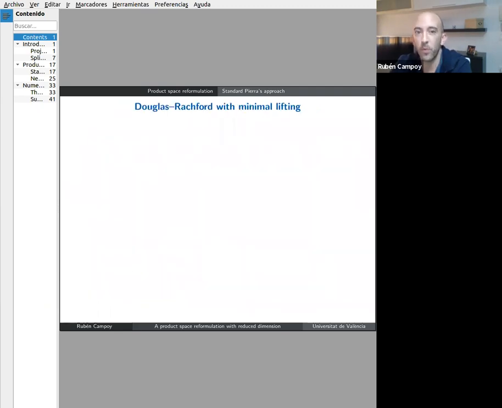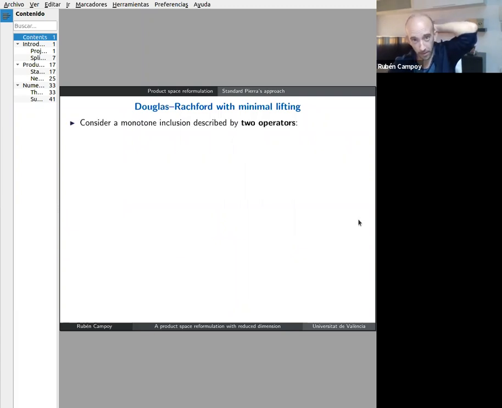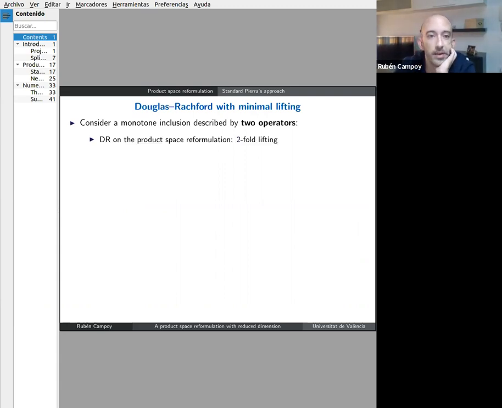So now we discuss what's the minimal lifting for Douglas-Rachford. If we think about the monotone inclusion described by 2 operators, if we implement DR on the product space, then we get 2-fold lifting because we have 2 operators. But in this case, in the original problem, we can implement the algorithm with no lifting. We can implement it in the original space. Or 1-fold lifting, this is the same. And this must be the minimal lifting.